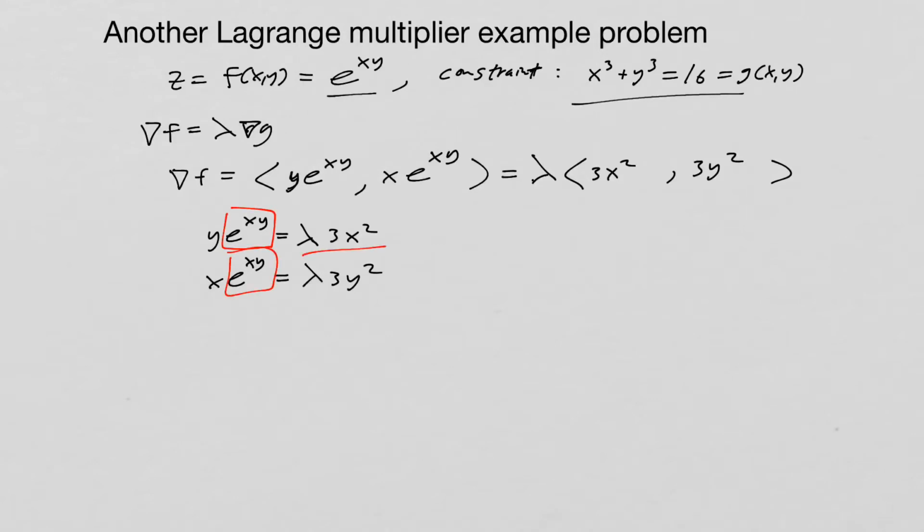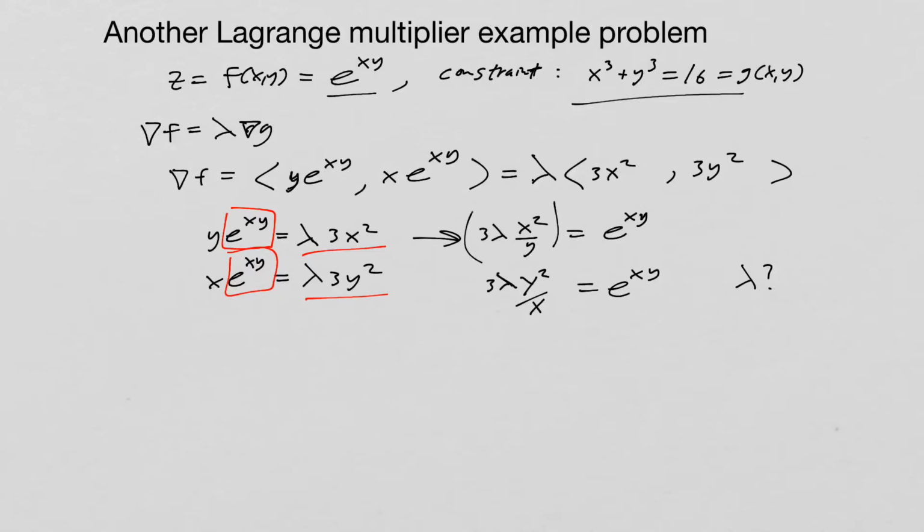So if I can make whatever's on this side of the equation the same and equal to e to the x times y, then I can set them equal to each other. So what I have here is 3 lambda x squared over y is going to equal e to the x times y. Likewise here, we have 3 lambda times y squared over x is equal to e to the x times y. All right, again, we still don't know what lambda is, but we know that whenever you have these things on the left, they're both equal to the same thing on the right. So we can say that 3 lambda x squared over y is equal to 3 lambda y squared over x.